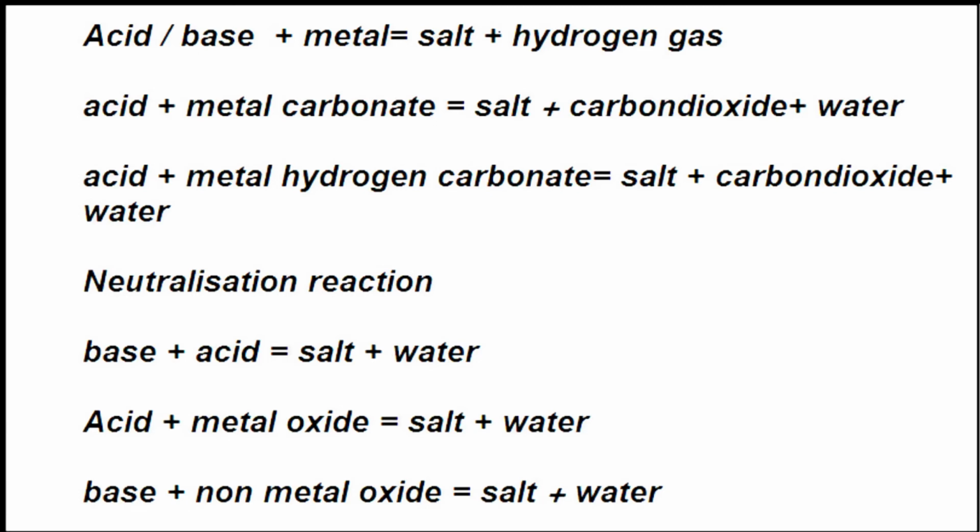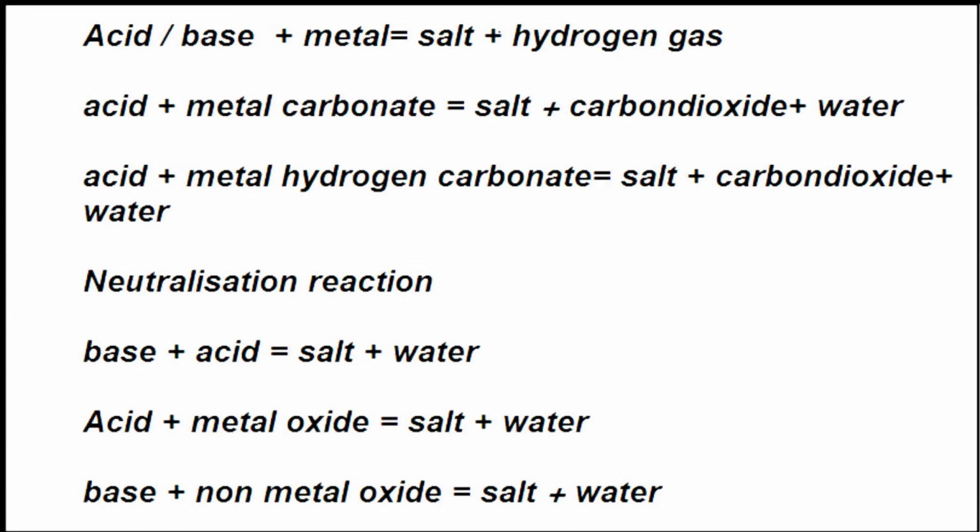An acid with the metallic carbonates and metal hydrogen carbonates gives salt plus carbon dioxide and water. And there we studied the test for carbon dioxide, that is, when carbon dioxide is passed through lime water, it turns milky, and if carbon dioxide is passed through it again, the milkiness disappears. Then we studied the neutralization reaction. Yes, when the acid reacts with the base, they nullify each other and salt plus water is formed.